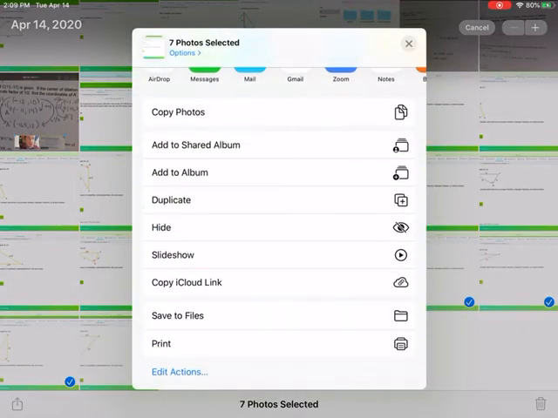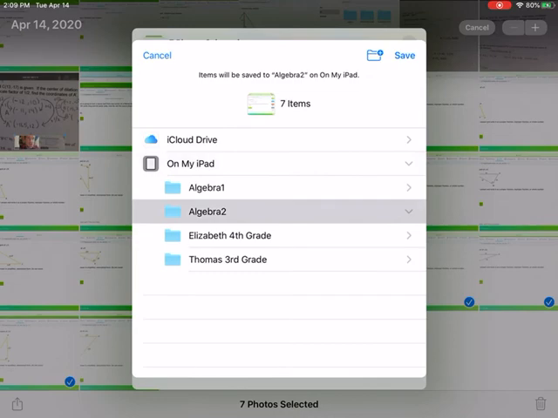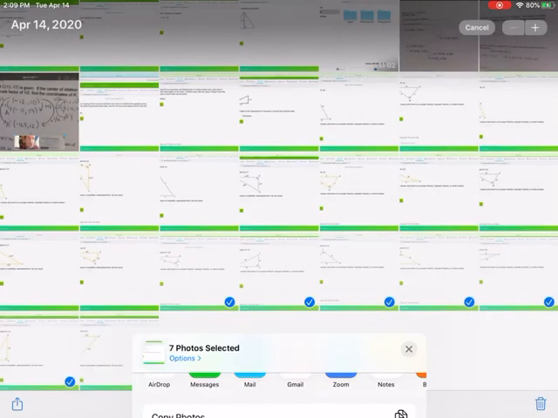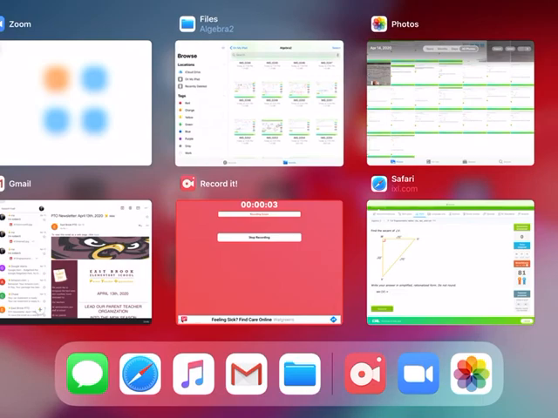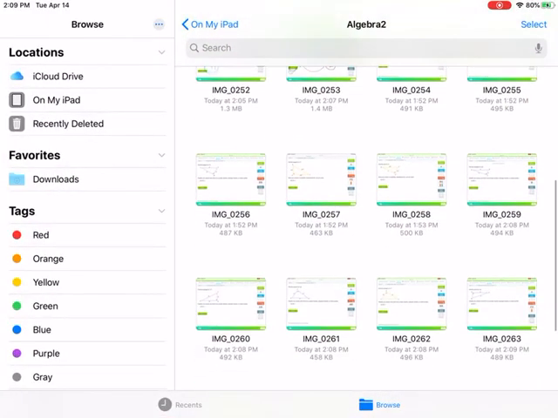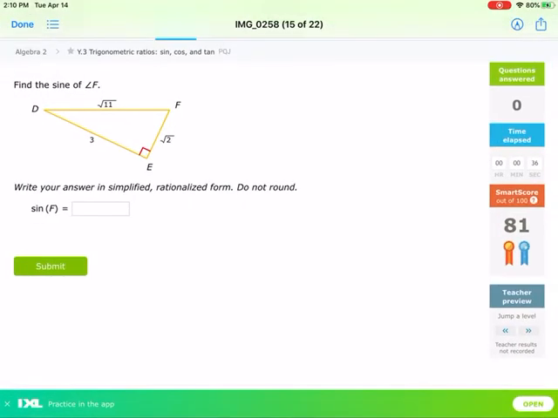Y4. Okay, so we want this one, this one, this one, this one, this one, this one, this one, this one. Bring those to the Algebra 2 folder. Save the files. Make that for the Algebra 2. Boom. Save. Beautiful. Okay. Sorry about that. Let's go back into Algebra 2. Crush these things.